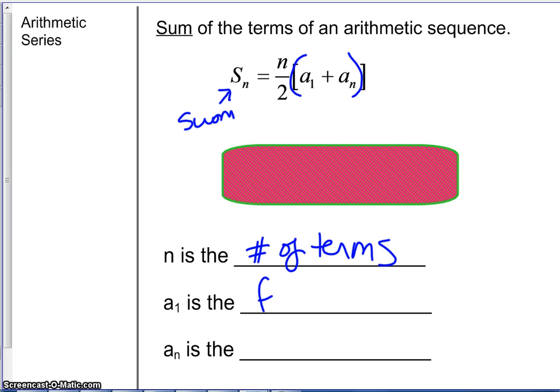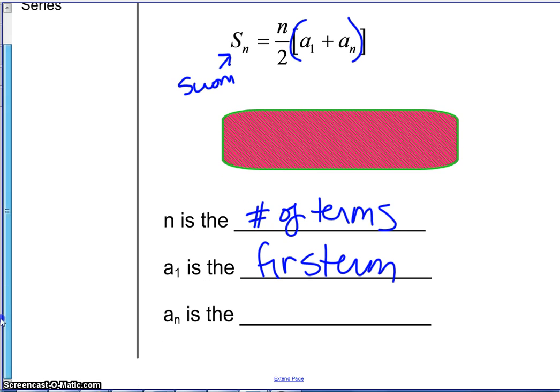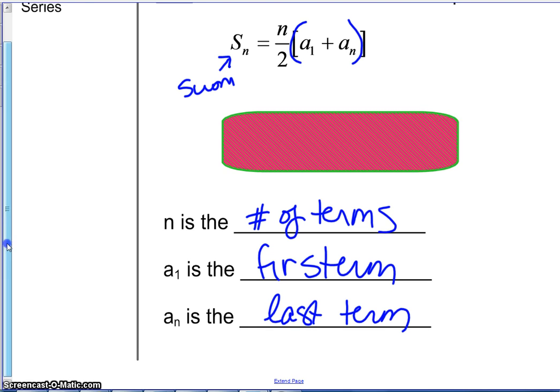a sub 1 is your first term, and a sub n is your last term, and then we can always find it out.